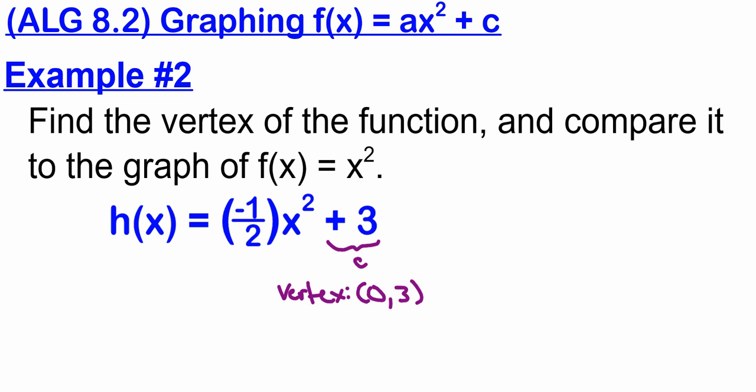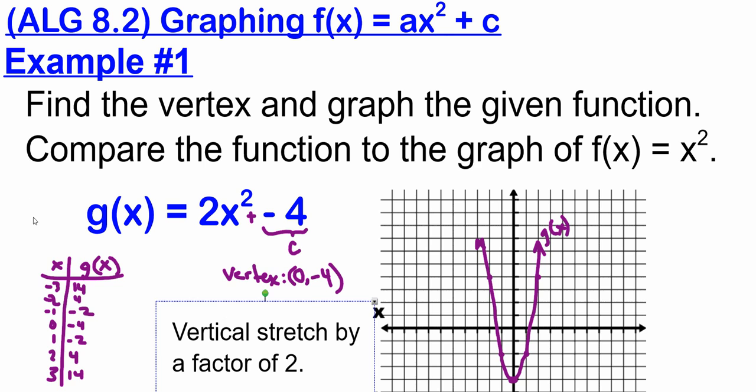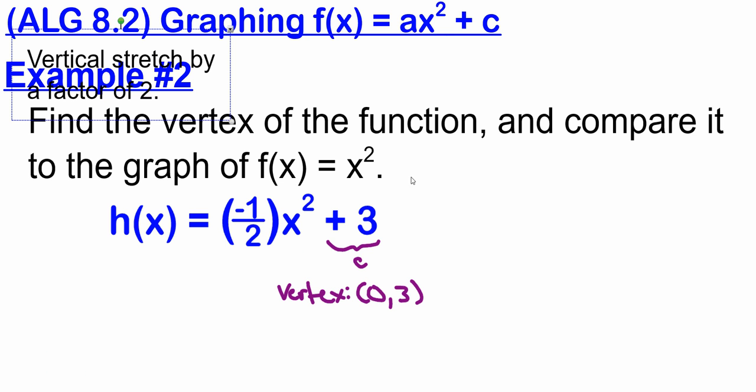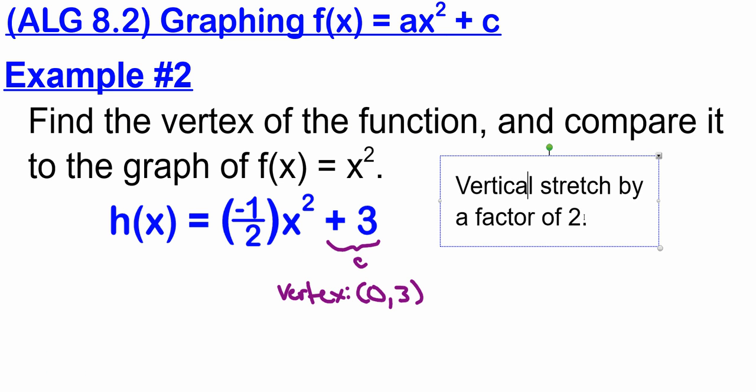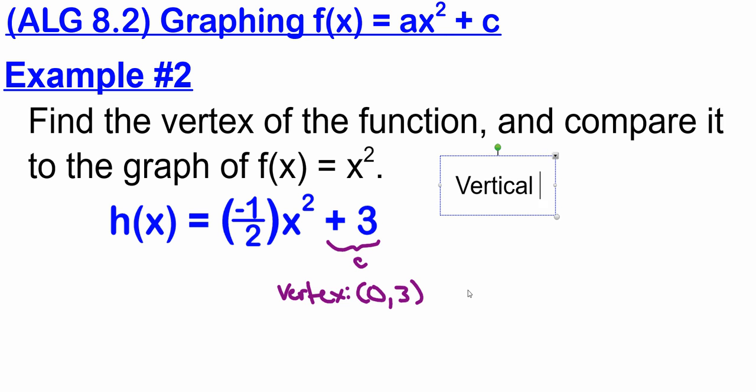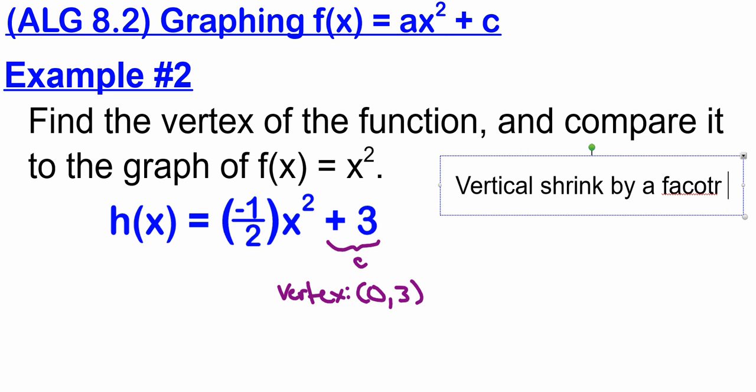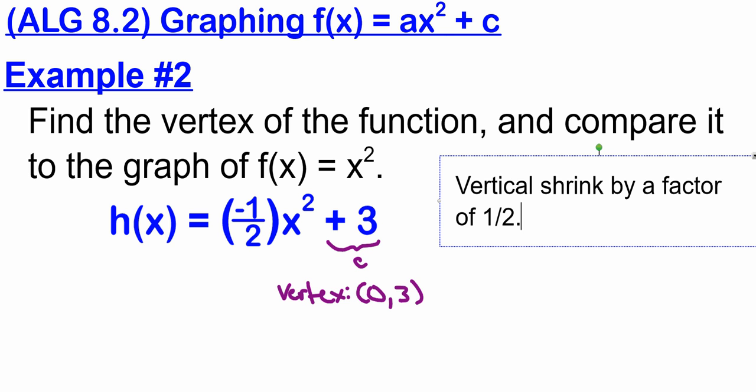And then to list the transformations, we have instead of a vertical stretch, because 1/2 is between 0 and 1, this is a vertical shrink by a factor of 1/2. And again, it should be a positive 1/2. It's 1/2 as tall. That's what that means by a factor of 1/2.